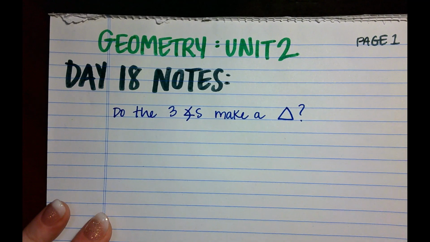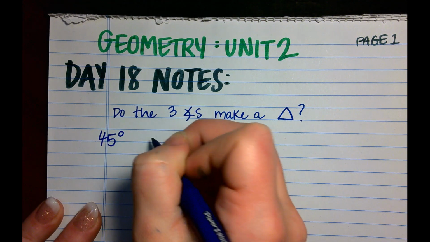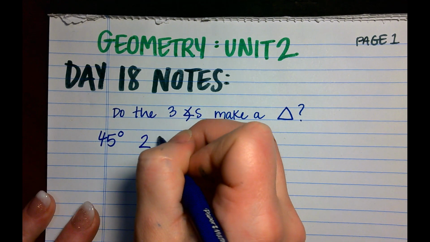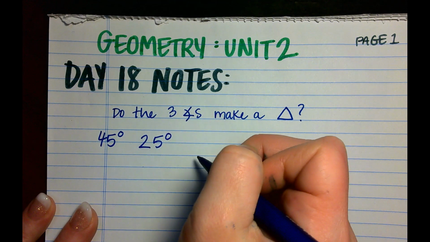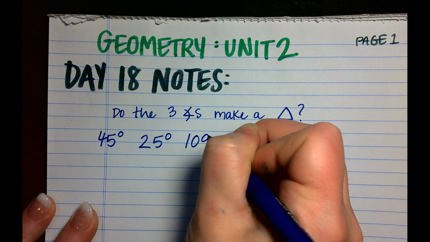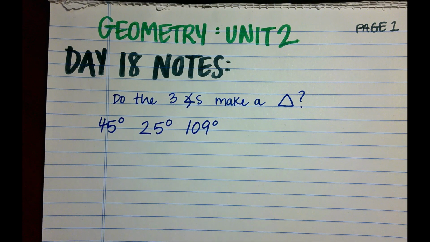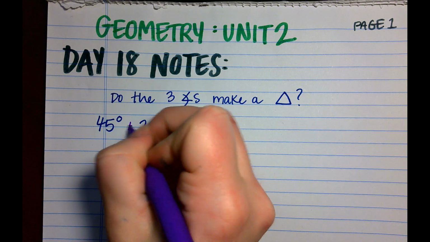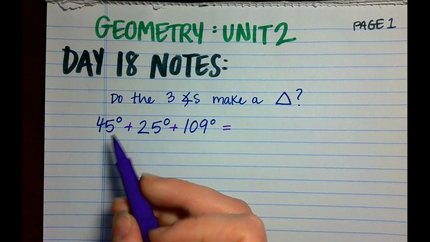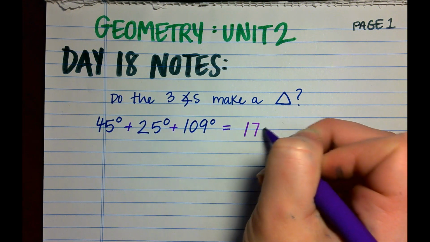What if I gave you 45 degrees, 25 degrees, and 109 degrees? How would you figure this out? Add them together. You would just add them all together. Because as of right now, you've only got 179. Okay, so 45 plus 25 plus 109, you said it's 179 degrees, right?